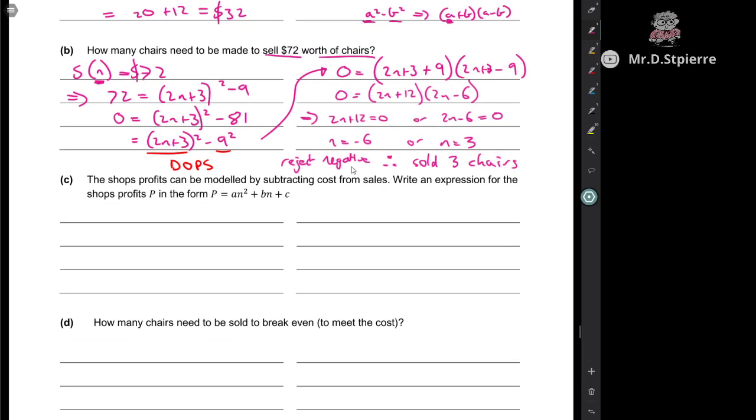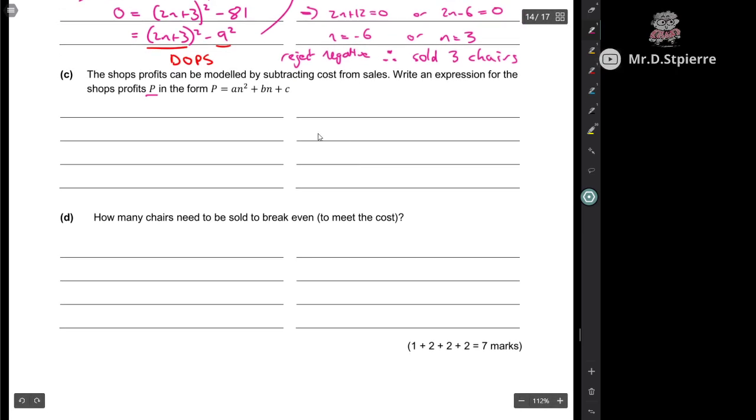Part C. The shop's profits can be modelled by subtracting costs from sales. Write an expression for the shop's profits in the form p equals an squared plus bn plus c. So this comes down to understanding how businesses work and what the difference between sales, profits and costs means. Cost is how much money you have to spend to do something. So supplies for the chairs, labour, rent, all those sorts of things can tie into a cost.